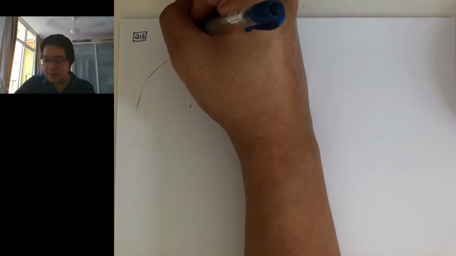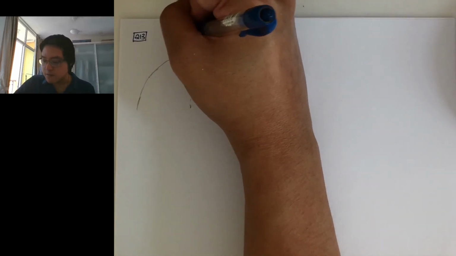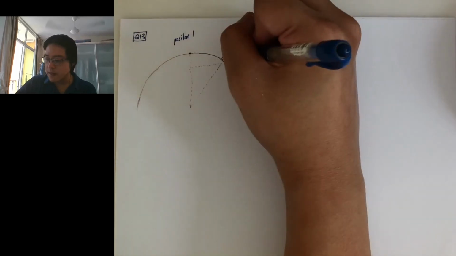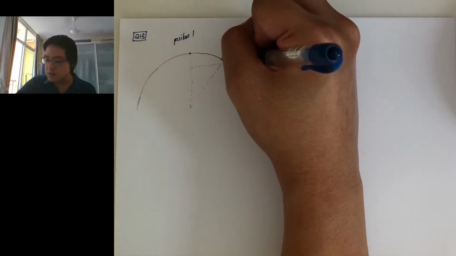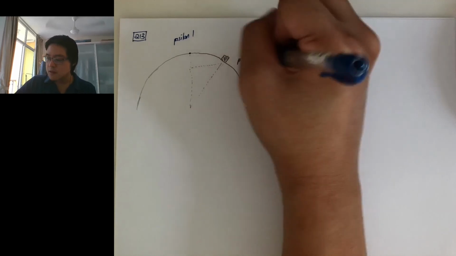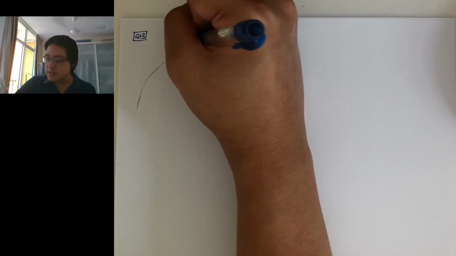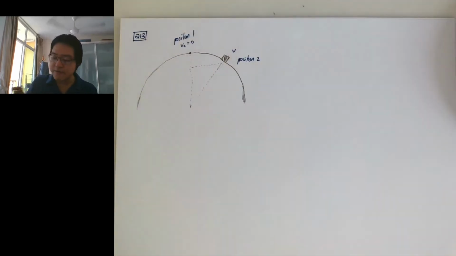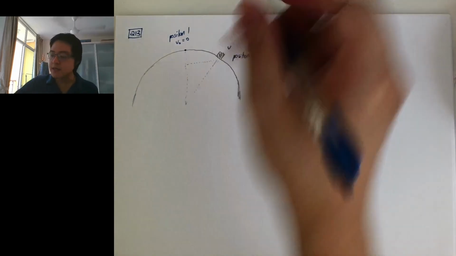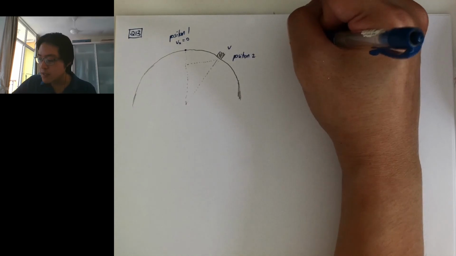The skier starts from position 1, and over here is position 2. So I start from rest, and when I'm at position 2, I'm having some speed v. So let's consider the energy of the system. What is the conservation of energy?